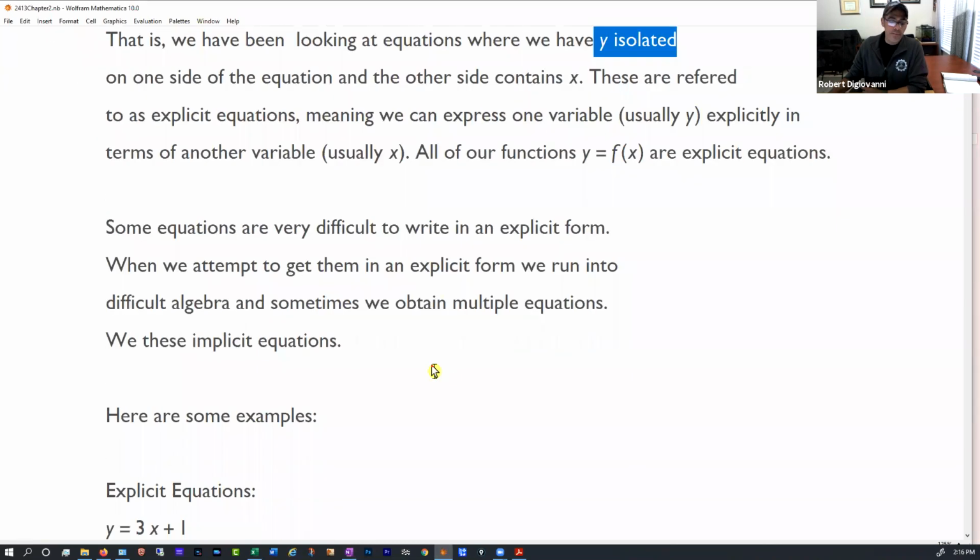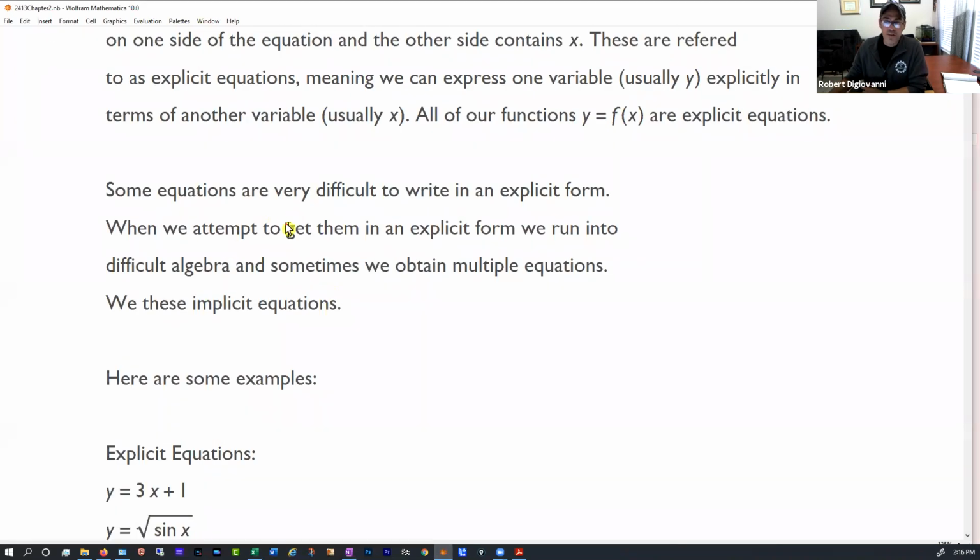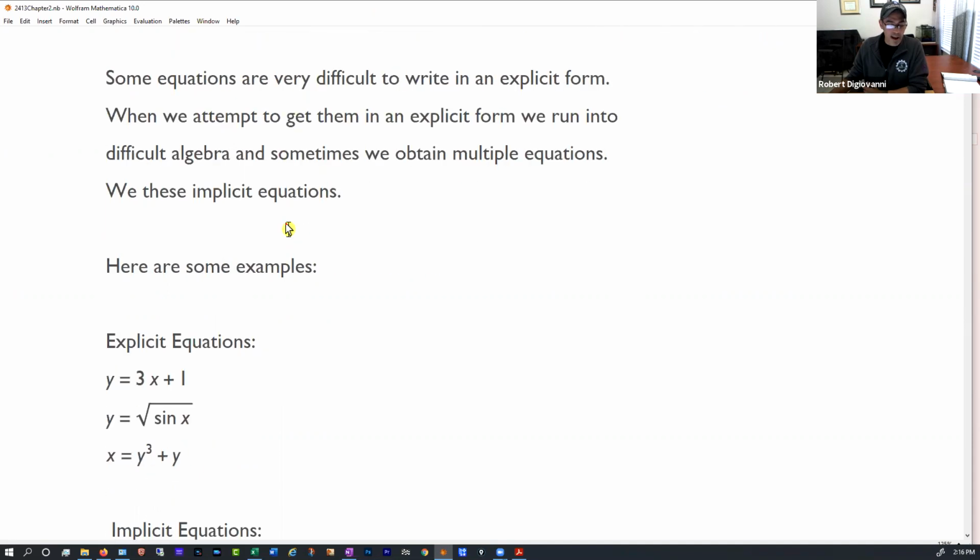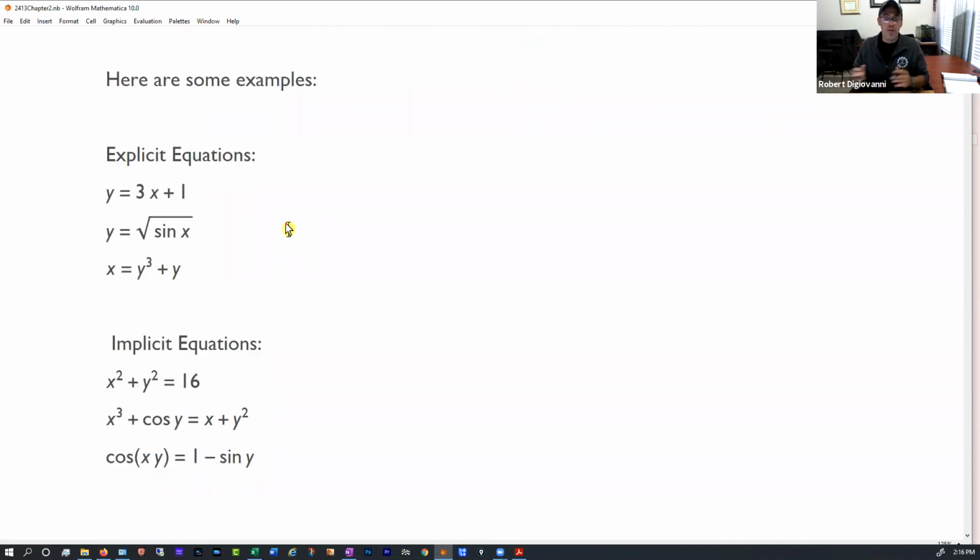But sometimes we can have an equation where we cannot solve for y. And we might still be interested in knowing what the slope of the tangent line is. So we have to distinguish between what are called explicit equations and implicit equations. These are all explicit, meaning I can solve for y.